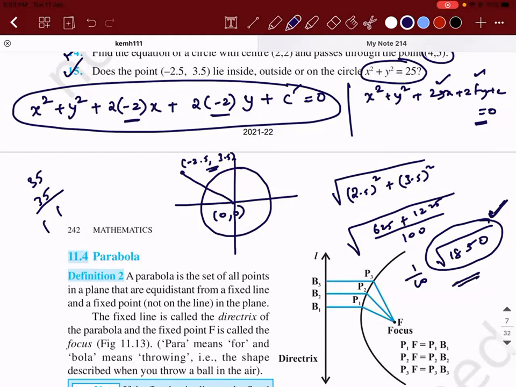This calculation I'm leaving to you. You guys can do it. Right? Done. So we are done with circles.